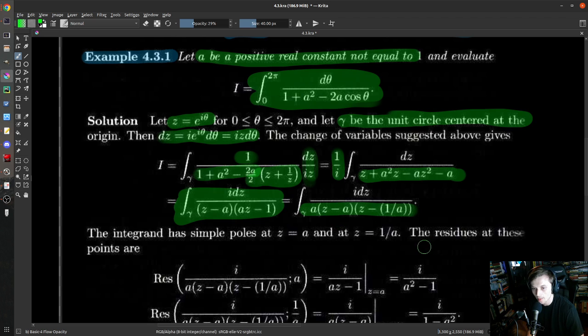So this quantity on the bottom right there tells us where our poles are, or like the poles of the integrand, right? We factored it so we can see when the denominator is 0. These are simple poles. One of them is at z equals a, the other one is at z equals 1 over a.